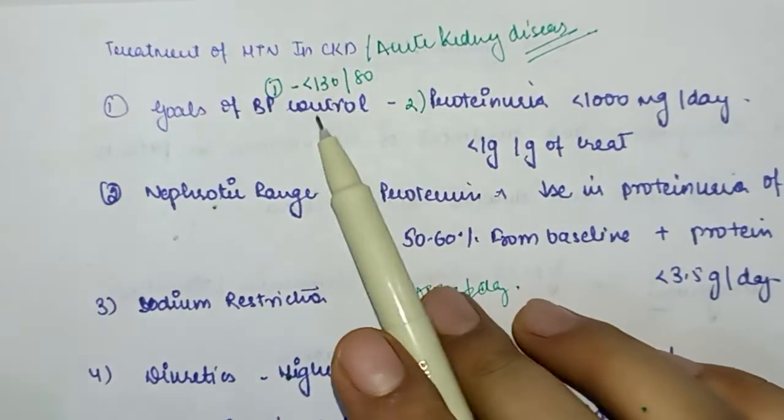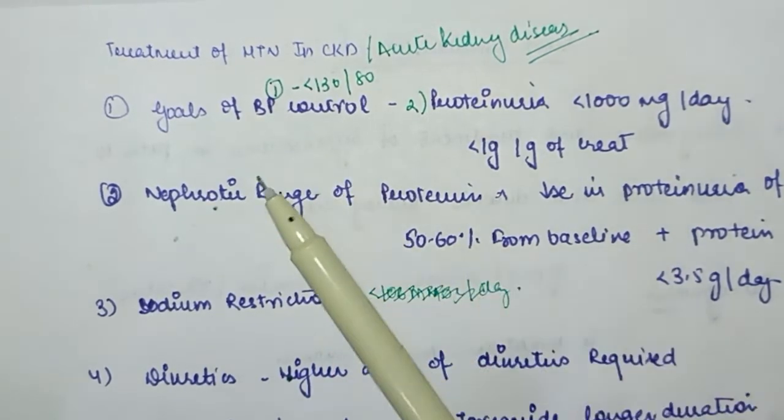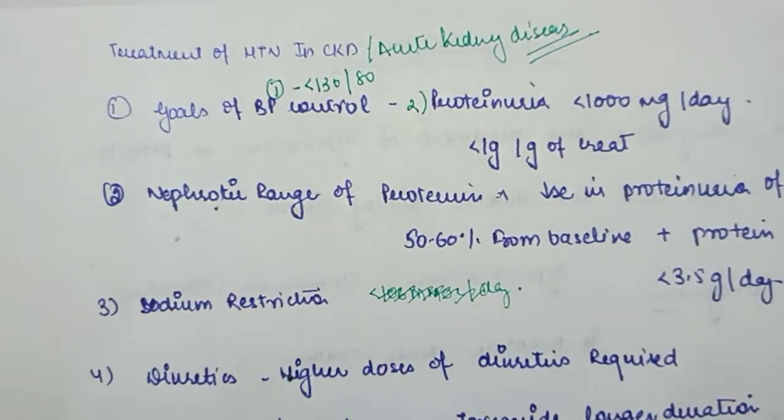In case of kidney disease patients, we require tight control of blood pressure so as to decrease the proteinuria and to decrease the progression of the disease. So in kidney disease patients, controlled blood pressure is very important to decrease the proteinuria and to slow down the progression of the disease. Our goal should be less than 130/80 mmHg. So blood pressure should be less than 130/80 mmHg.